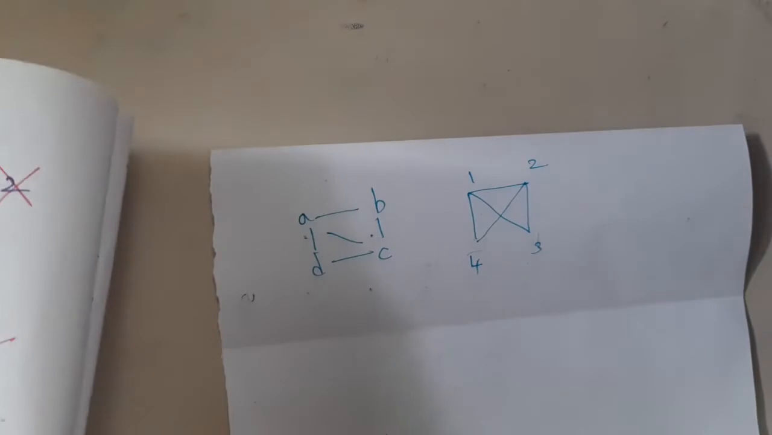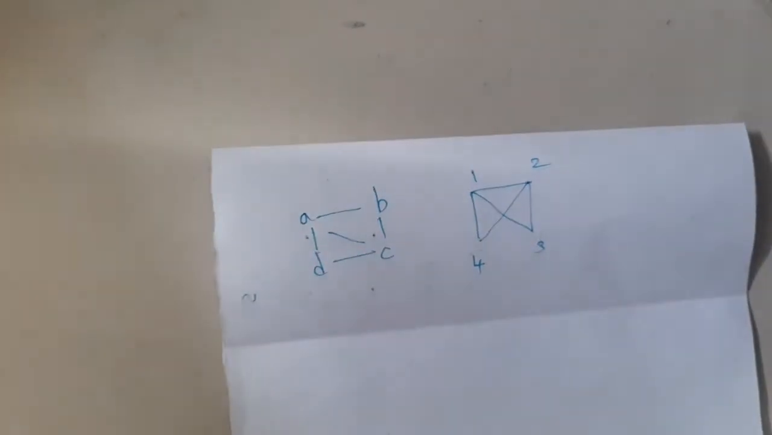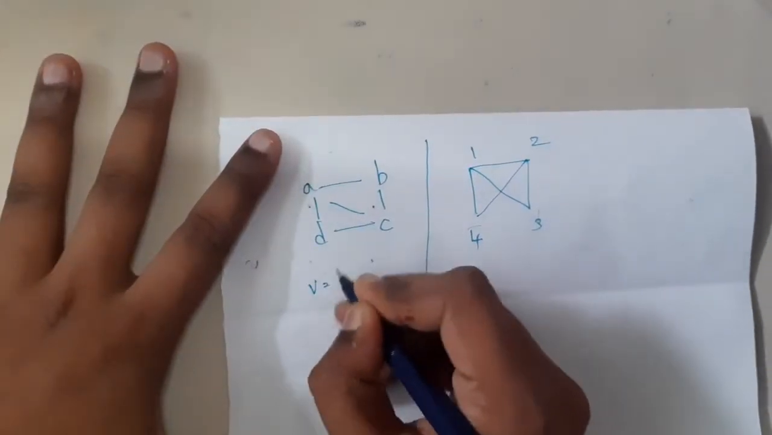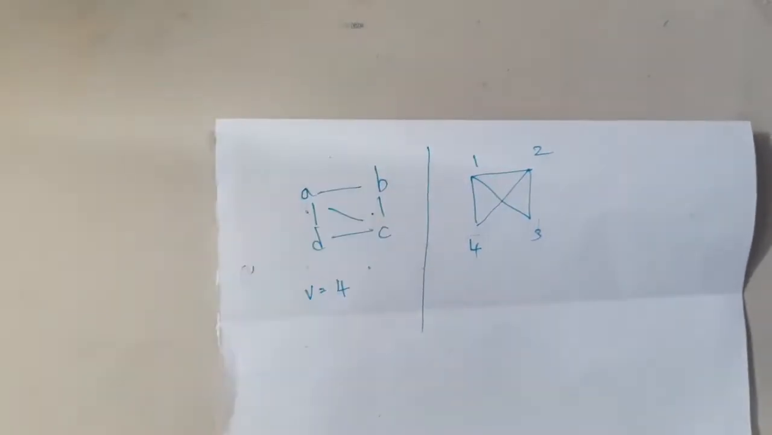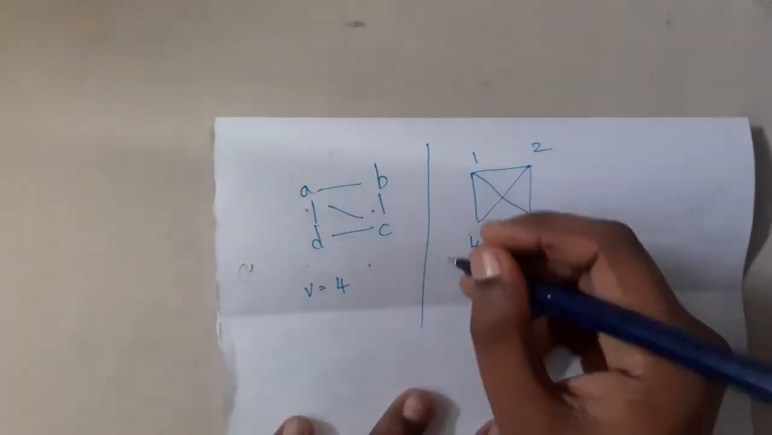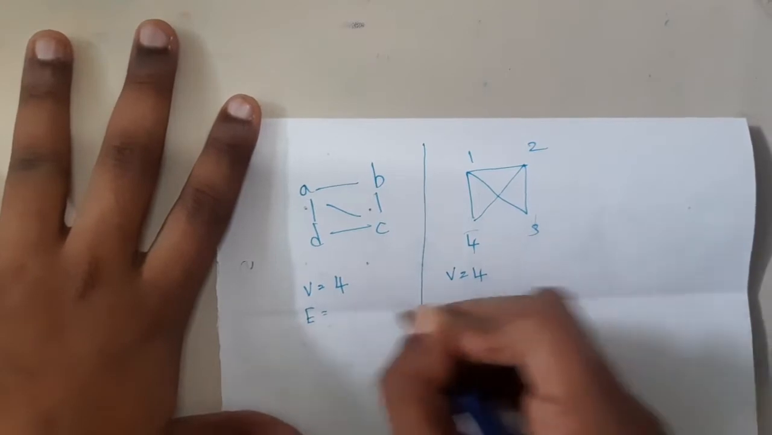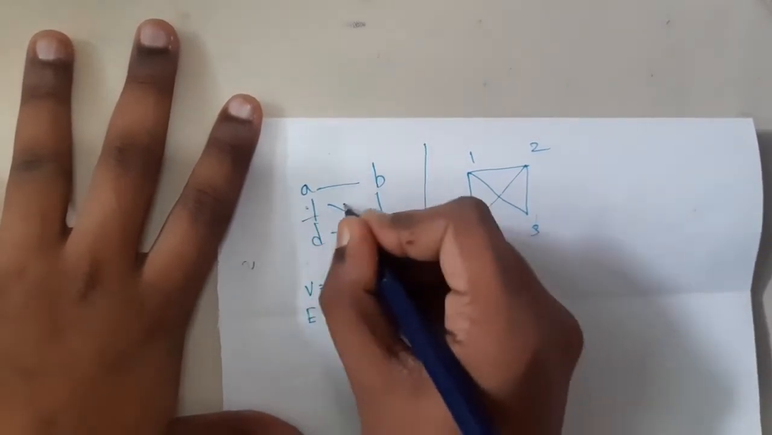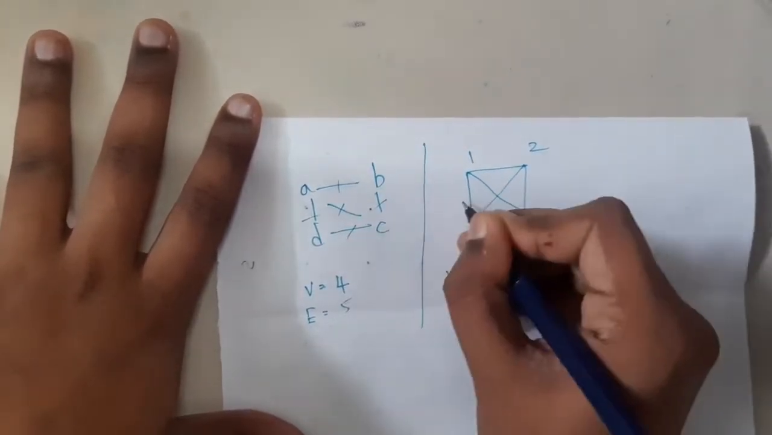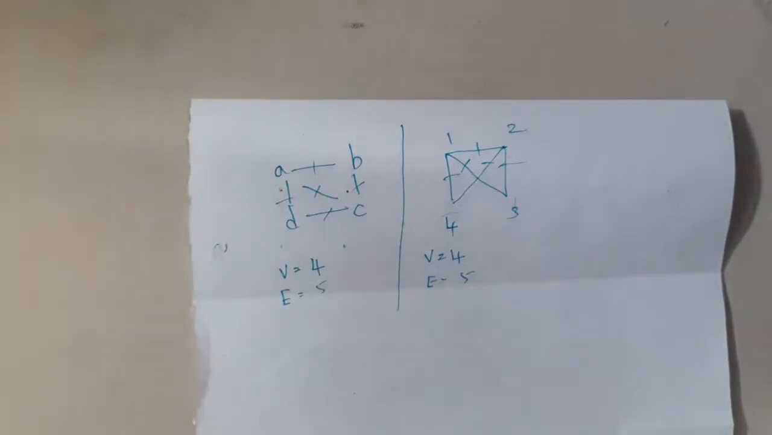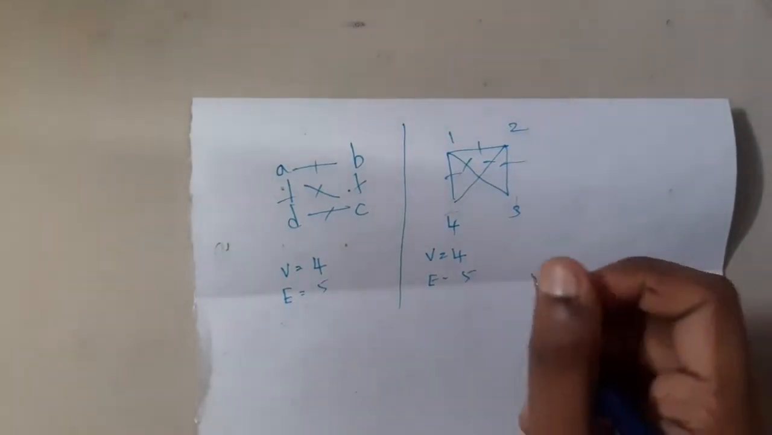What is step 1? The first step is to count the number of vertices. So draw a line, number of vertices. Here it is 4: A, B, C, D. The total is 4. Similarly, here also the vertices are exactly 4. Now count the number of edges. It is 1, 2, 3, 4 and 5, and here also 1, 2, 3, 4 and 5. Once you have calculated them, now find the degrees.